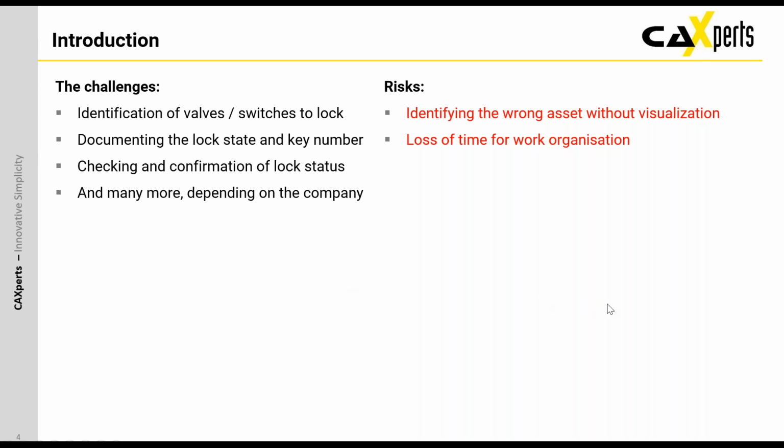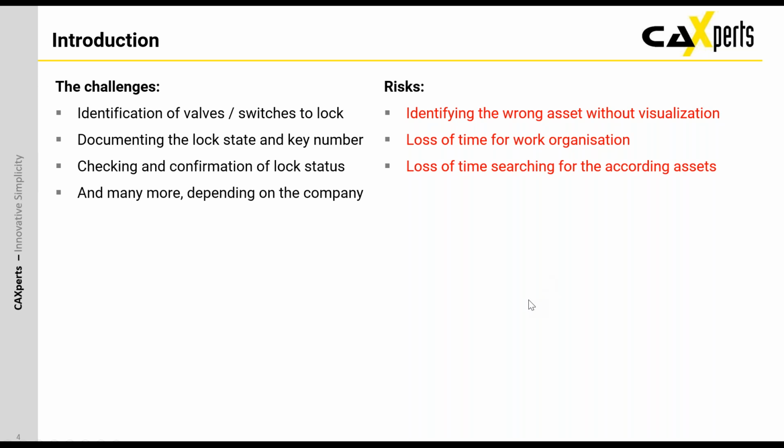Checking confirmation of lock status. So once the lock has been set, usually for safety reasons, this needs to be double checked because it's usually safety relevant assets that are locked. So again, you have a loss of time searching for the according assets, finding them, and then confirming the status, which is usually done by paperwork. Going out with a clipboard, check marking, okay, has been locked, confirming it, signing it, going on to the next one. But you still have this searching time that you need.